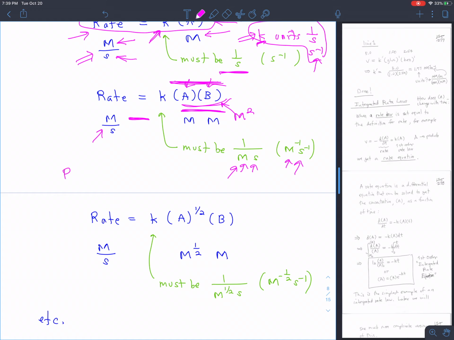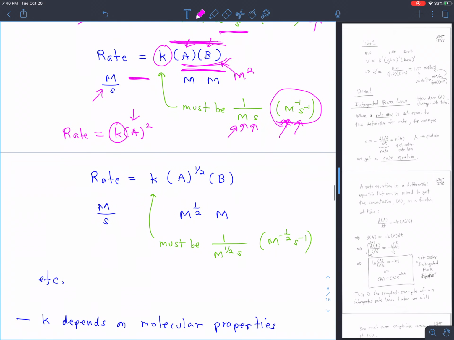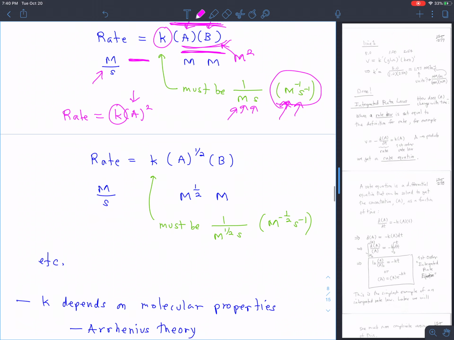So for example, if I write rate is equal to K A squared, right? That's a second order reaction too. It's now second order in A all by itself, and there is no B, but it's still second order overall. This rate constant will have the same units as that rate constant. Second order overall always has these units. And so again, if I'm given a rate constant and the person who gives it to me tells me it has these units, I know it's a second order reaction.